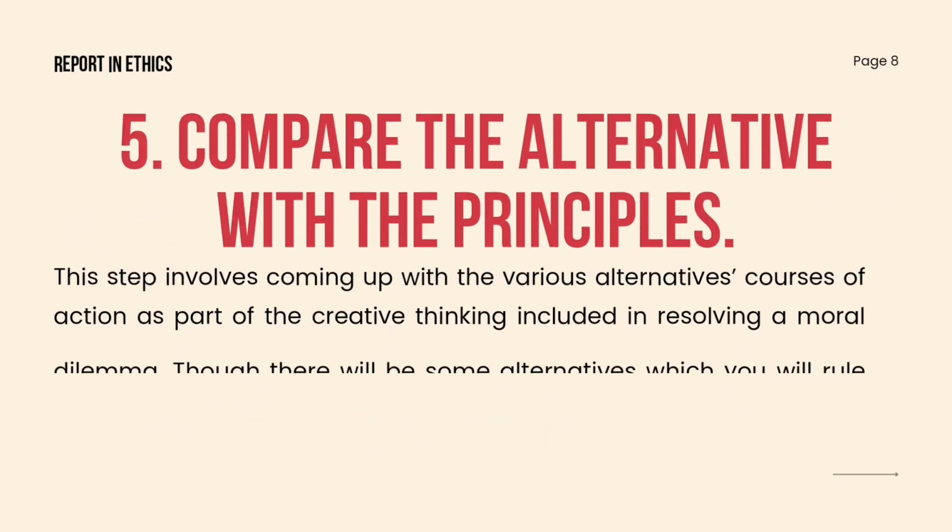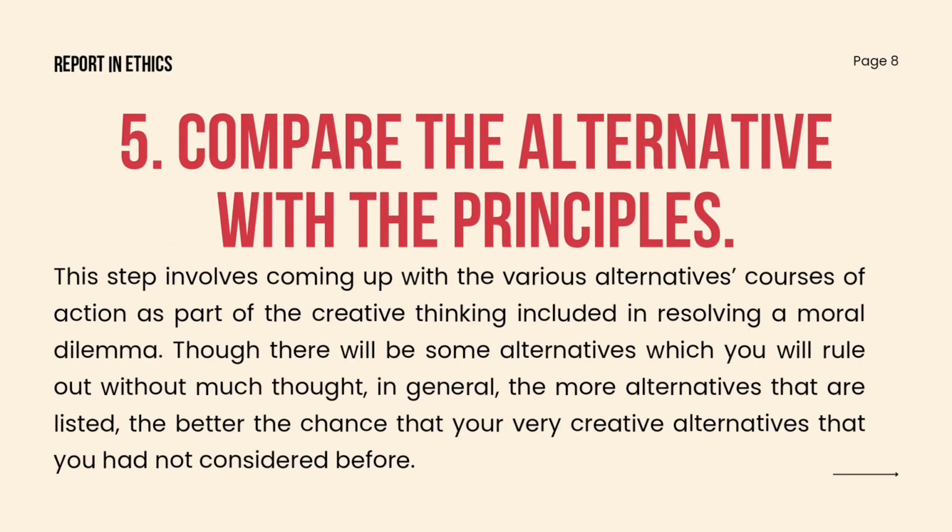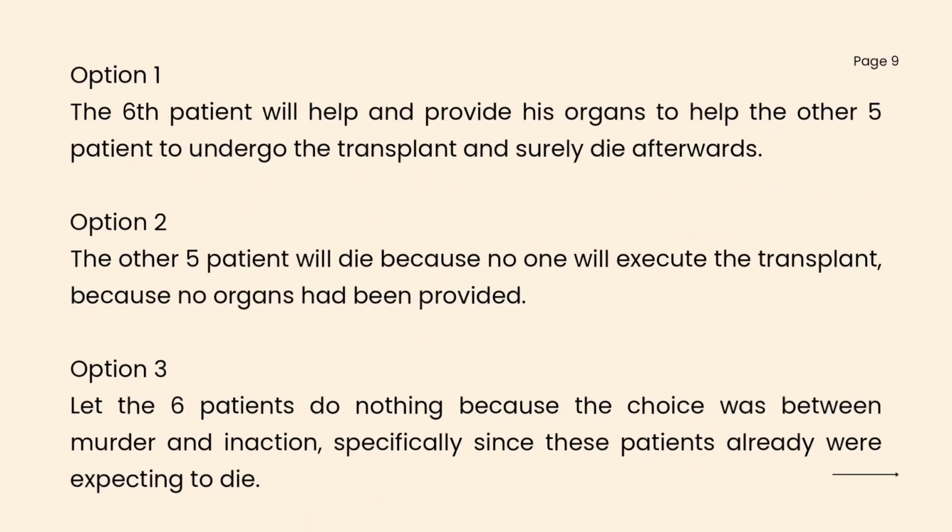So going to the 5th step, we have 3 alternatives. For option 1, the 6th patient will help and provide his organs so the other 5 patients can undergo the transplant, and he will surely die afterwards. For option 2, don't do the transplant and let the other 5 patients die. And option 3, do nothing and let the 6 patients die.